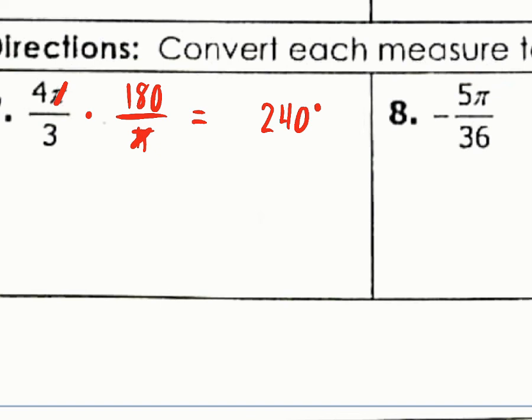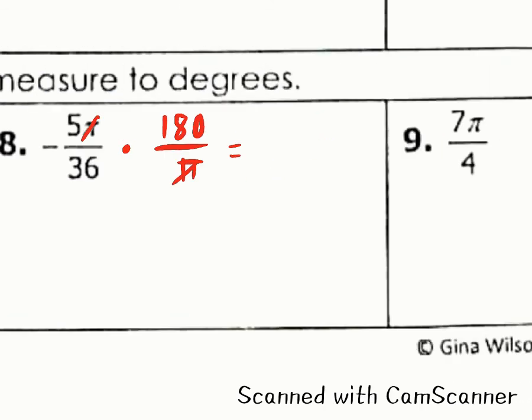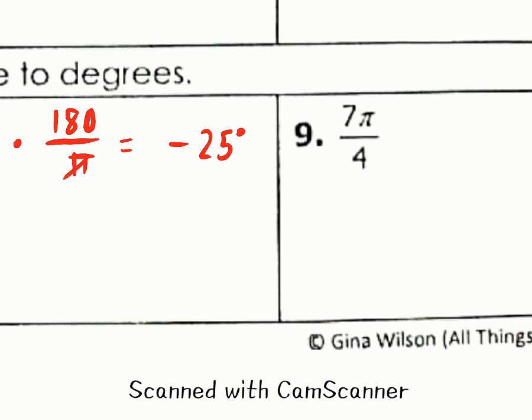Does that make sense, y'all? Okay, look at number 8. Negative 5 pi over 36. What are we going to multiply by to change it to a degree? 180 over pi. What's going to happen to the pi's? Cancel. So what's our focus? Negative 5 over 36 times 180. Y'all about to make me fall asleep. What's negative 5 over 36 times 180? So negative 25 degrees.